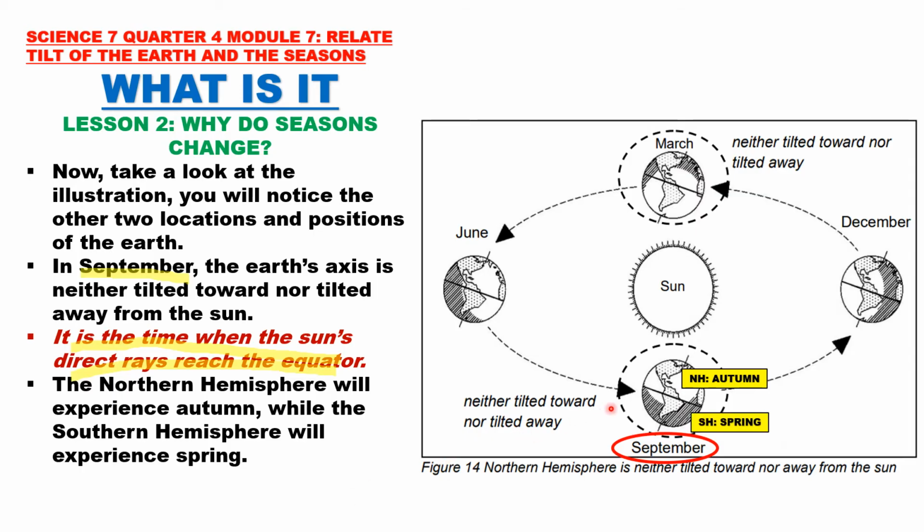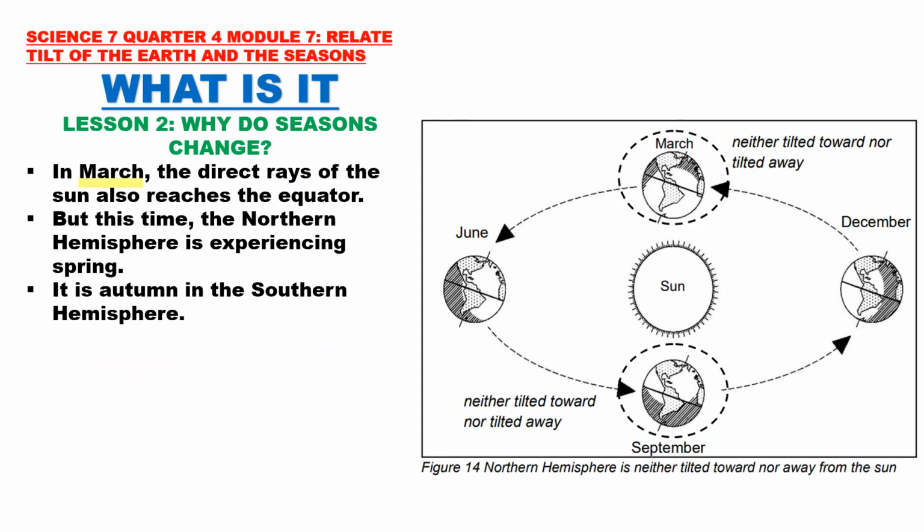So in this illustration, we could see that during the month of September, the Sun's direct rays fall on the equator. During this time, the northern hemisphere and the southern hemisphere receive equal amount of solar energy from the Sun. In the northern hemisphere, it is autumn, and in the southern hemisphere, it is spring.